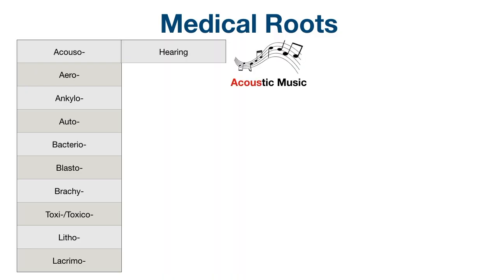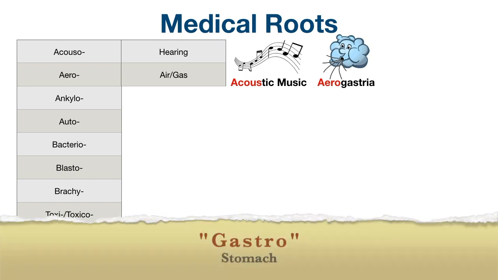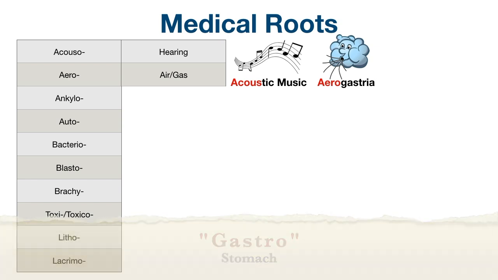First we have acousto, which means auditory or hearing. You can think of acoustic music to help you remember acousto refers to sound or hearing. Next is aero, which refers to air or gas. For example, aerogastria is distension of the stomach by gas. And this makes sense because we learned in the previous medical root word video that gastro refers to the stomach.